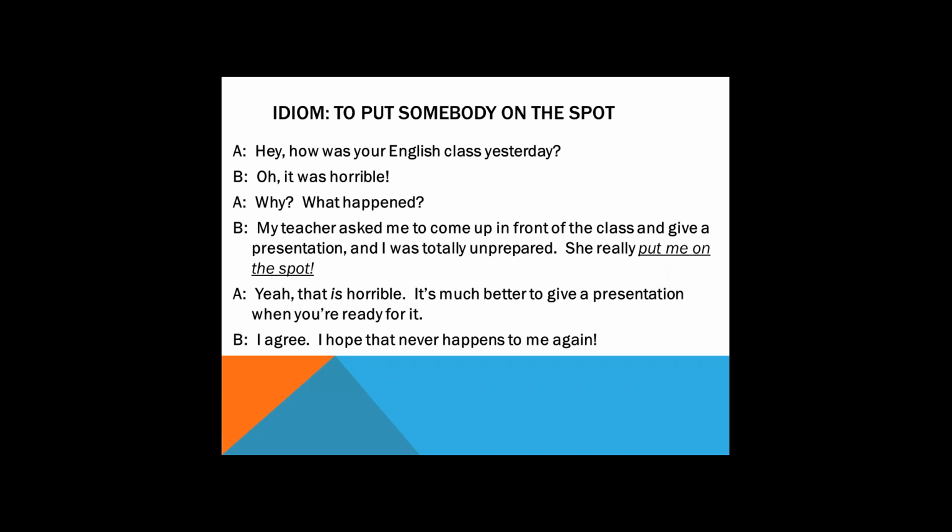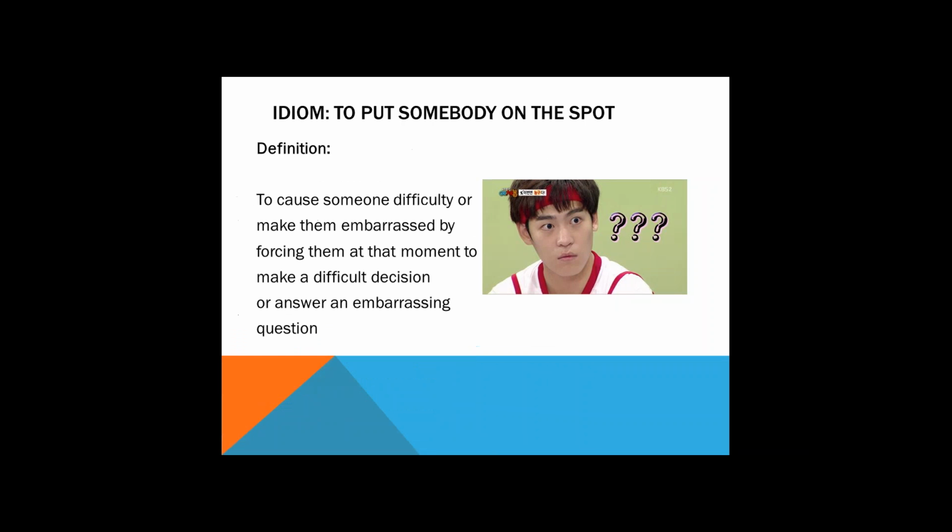So as you can see, giving the students the context is the point of this strategy for vocabulary augmentation, to help them understand by painting the picture. So you were right. To put someone on the spot is to cause some difficulty or make them embarrassed, or to put them in a difficult situation.